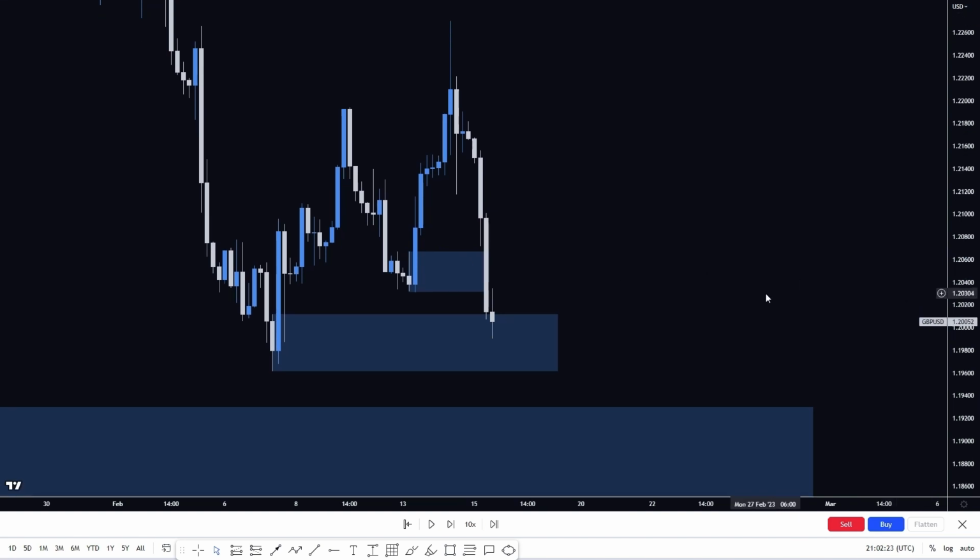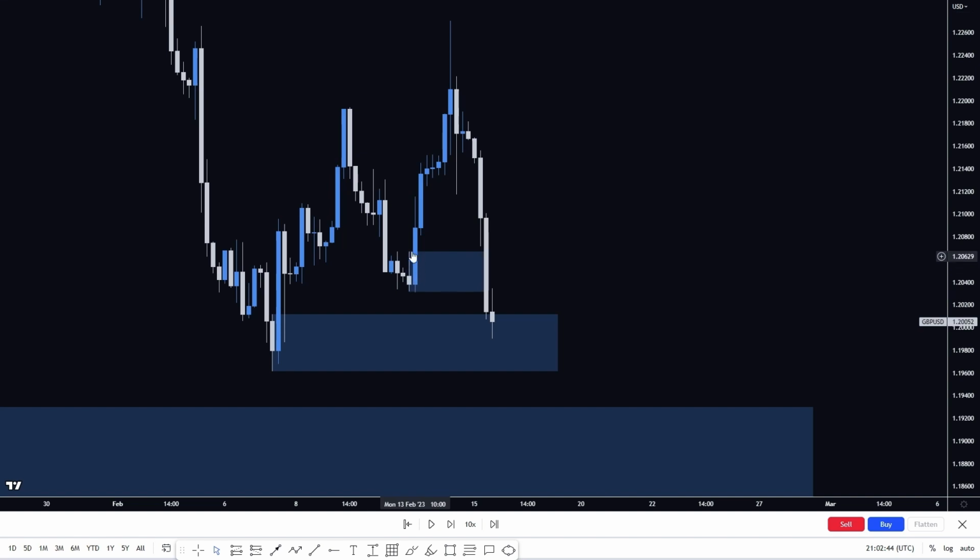And of course, if we do break a clear area of support and resistance on a higher time frame, we can still use our higher time frame analysis, and we can treat every time frame exactly the same. So just because we're taking break and retests on the 1-hour time frame, for example, doesn't mean we can't do that on the 4-hour.